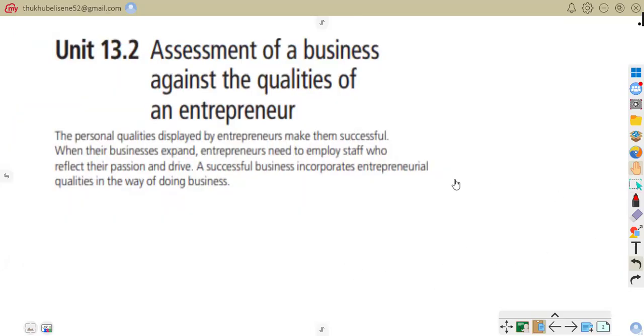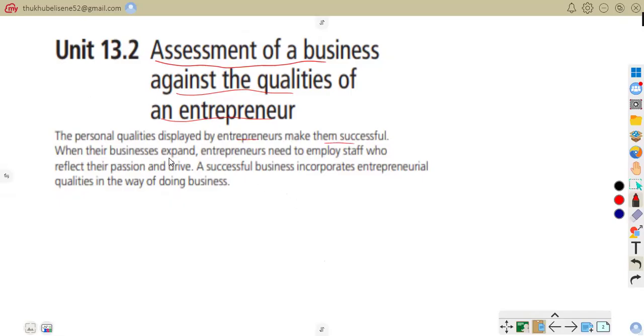So here we are, where we're going to talk about the assessment of a business against the qualities of an entrepreneur, like I have already said. As it says, the personal qualities displayed by entrepreneurs make them successful. So the personal qualities of an entrepreneur contribute to the success of the business. So that is that.